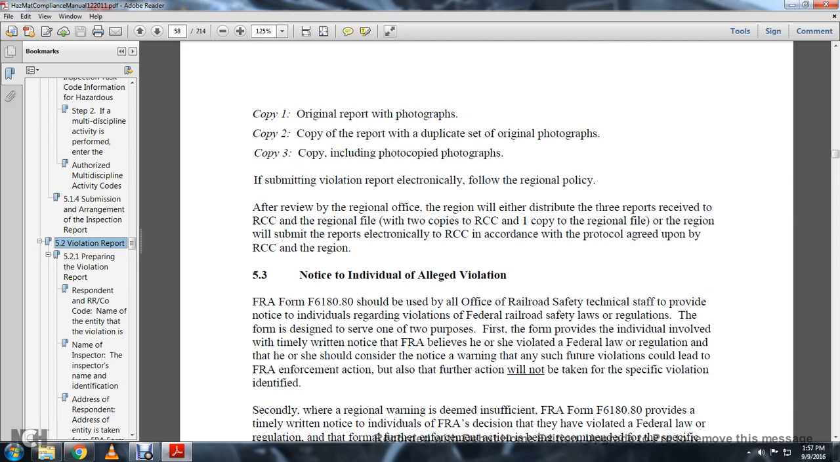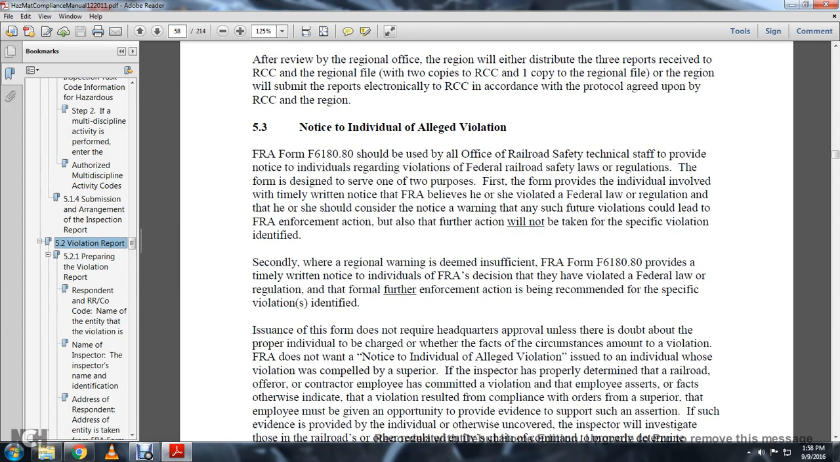All right. If submitting the violation report electronically, per regional policy, after the review of the regional office, the region will distribute the 3 reports received by the RRC. The regional file gets 1 copy and the RRC gets 2 copies, or the region will submit the reports electronically to the RRC in accordance with the protocol agreed upon with the RRC.